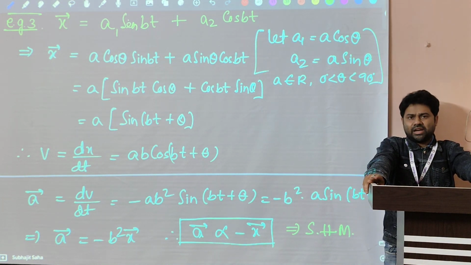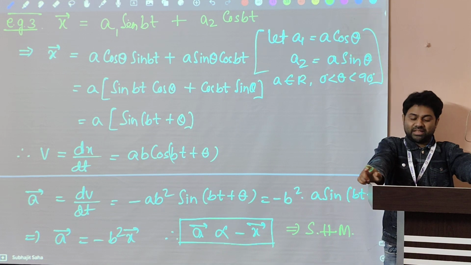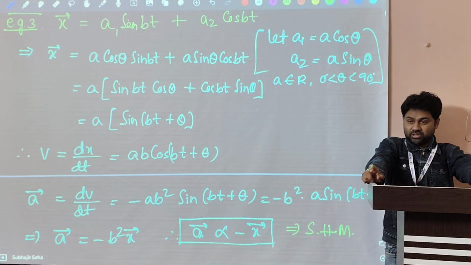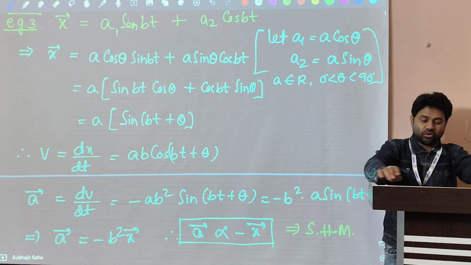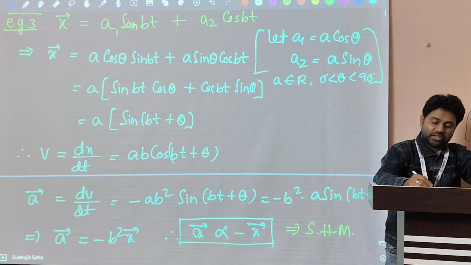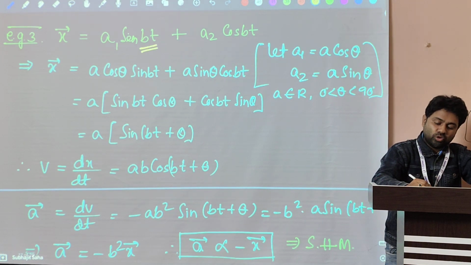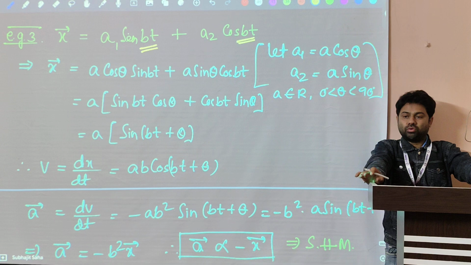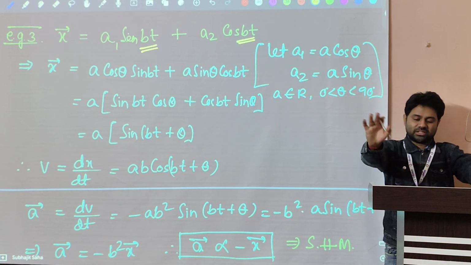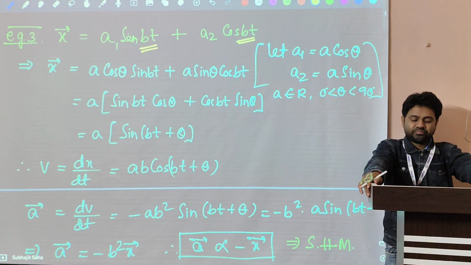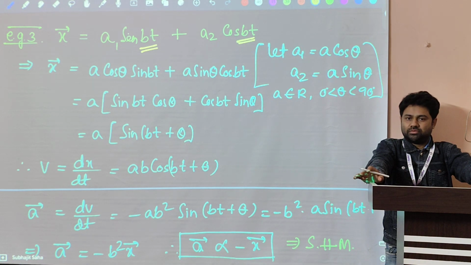So not only a sine or cosine function, even a sum of sine and cosine can represent simple harmonic motion, if properly given. Properly means, look at the arguments of sine and cos here. Both are bt. If these arguments were different, then this could not represent an SHM. We will discuss that later, not for now. The arguments here are the same. Sine and cos both have the argument bt.